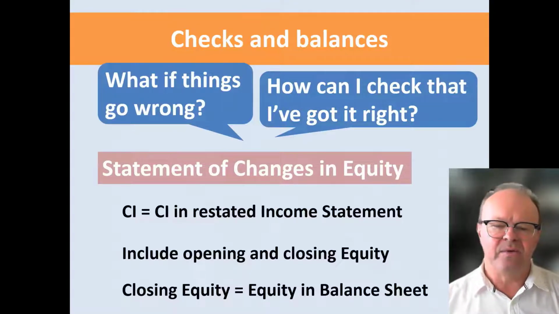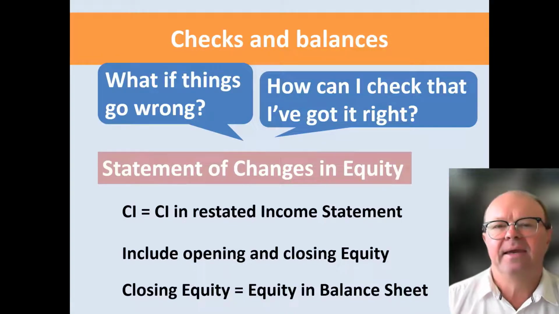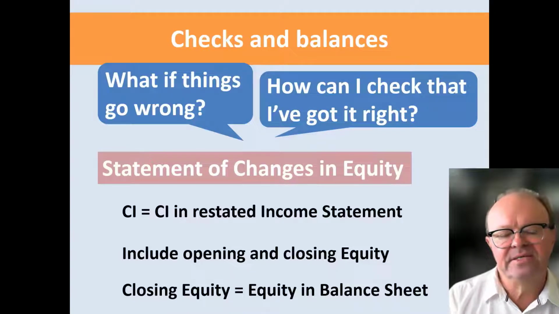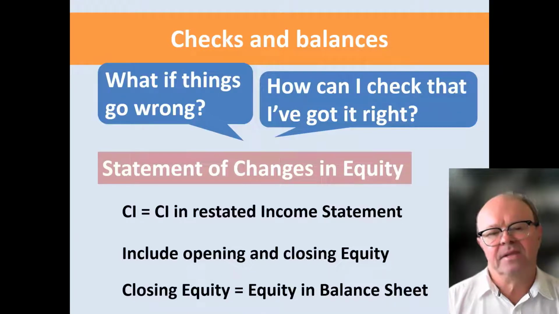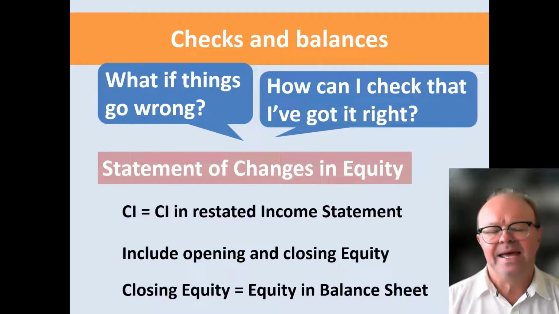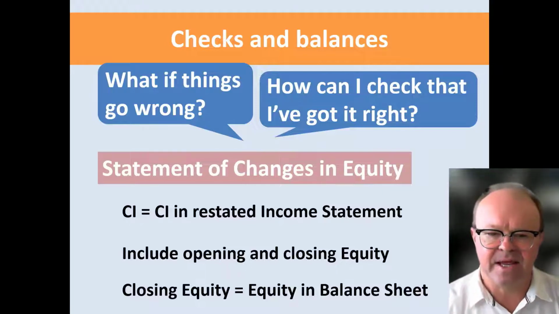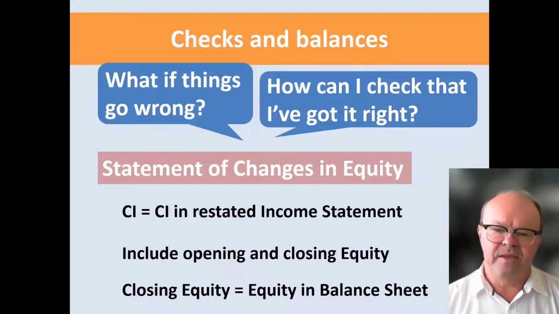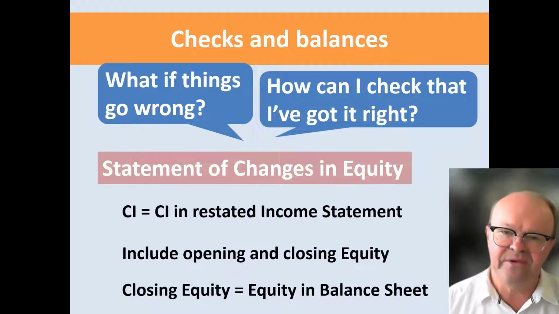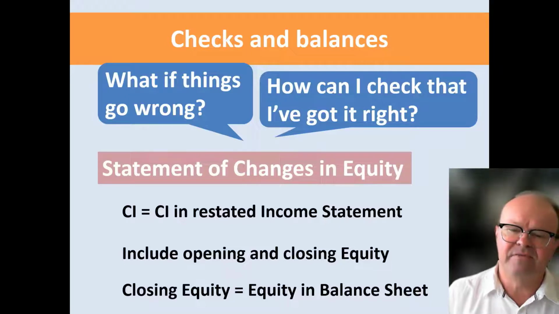The statement of changes in equity. The first one you do is this one. This is the most straightforward, and it's usually pretty straightforward for most people. Comprehensive income, CI. You can check that the comprehensive income in your statement of changes in equity is the same as the comprehensive income in your restated income statement. So when you've restated all your financial statements, you can check in the statement of changes in equity, is comprehensive income in the statement of changes in equity the same as my comprehensive income in my restated income statement?